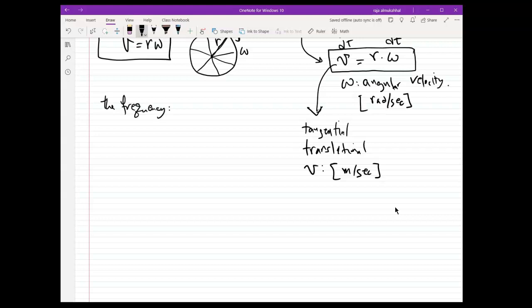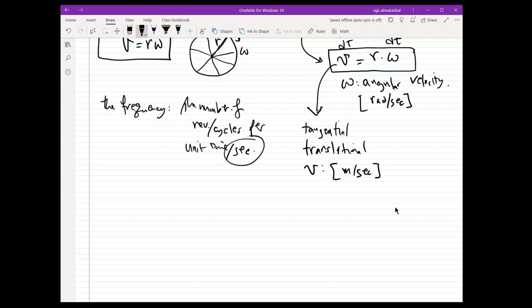As most of you know, the frequency means the number of revolutions per second or per unit time. So the number of revolutions, or cycles, if you will, per unit time. And I'm going to say per second, per unit time, or second. Mostly we use second for the time, as you know. Okay.